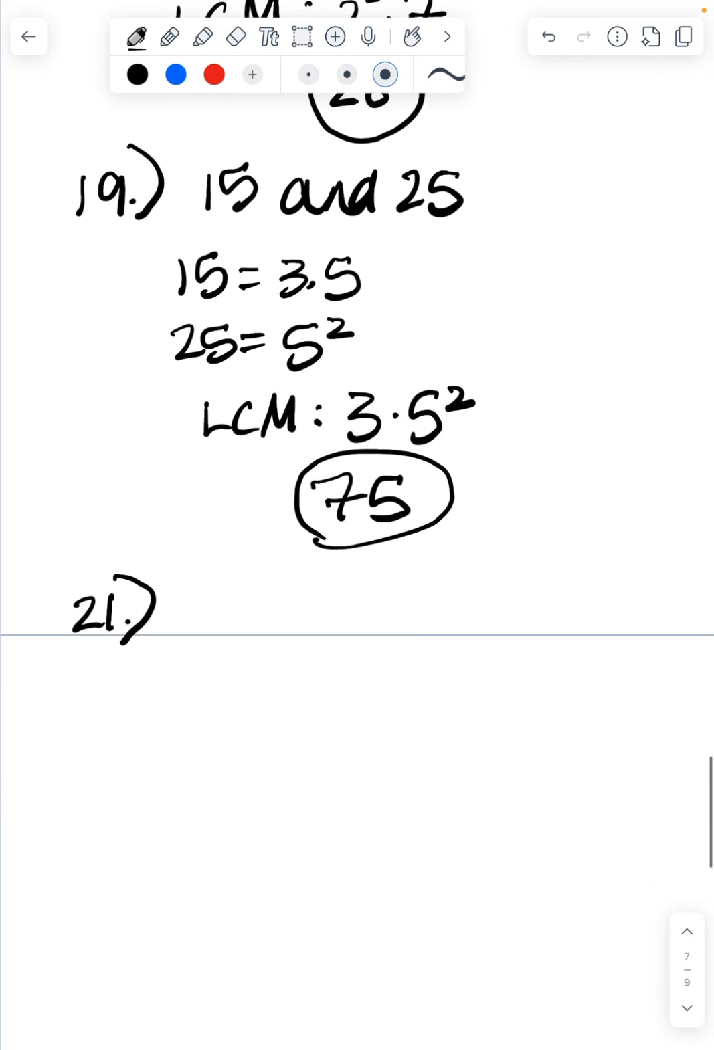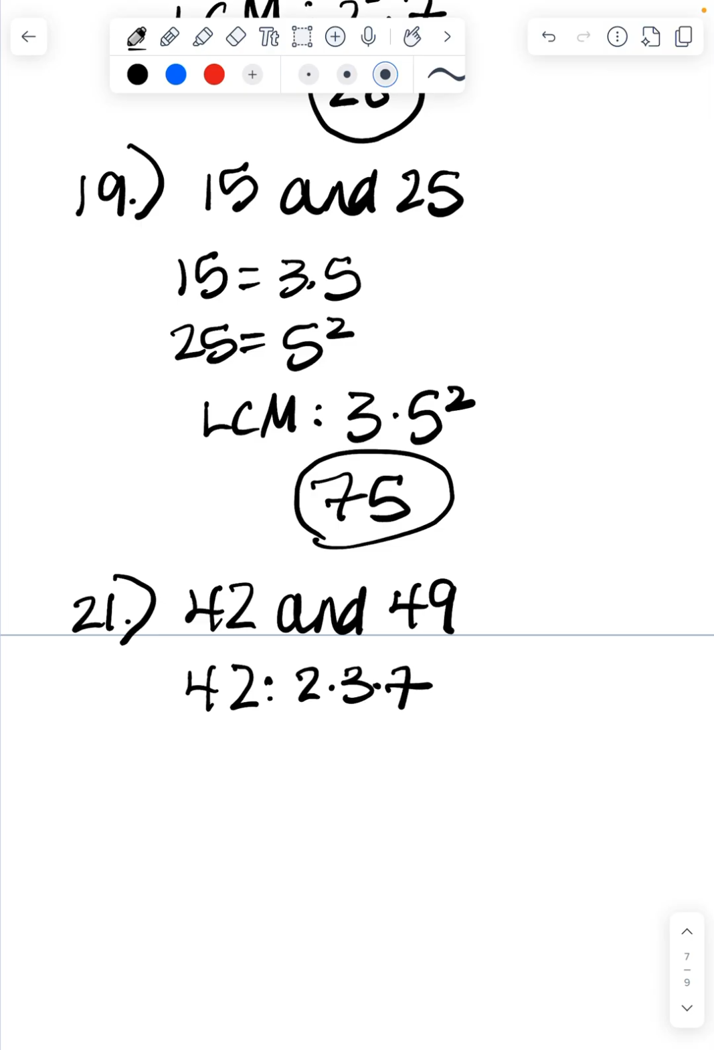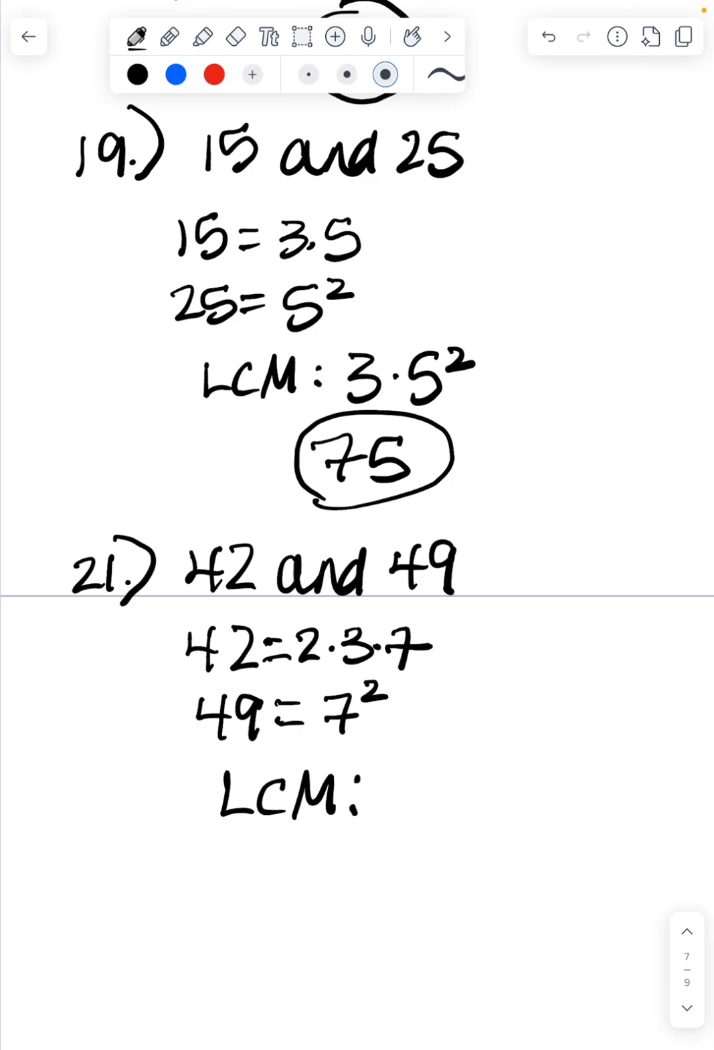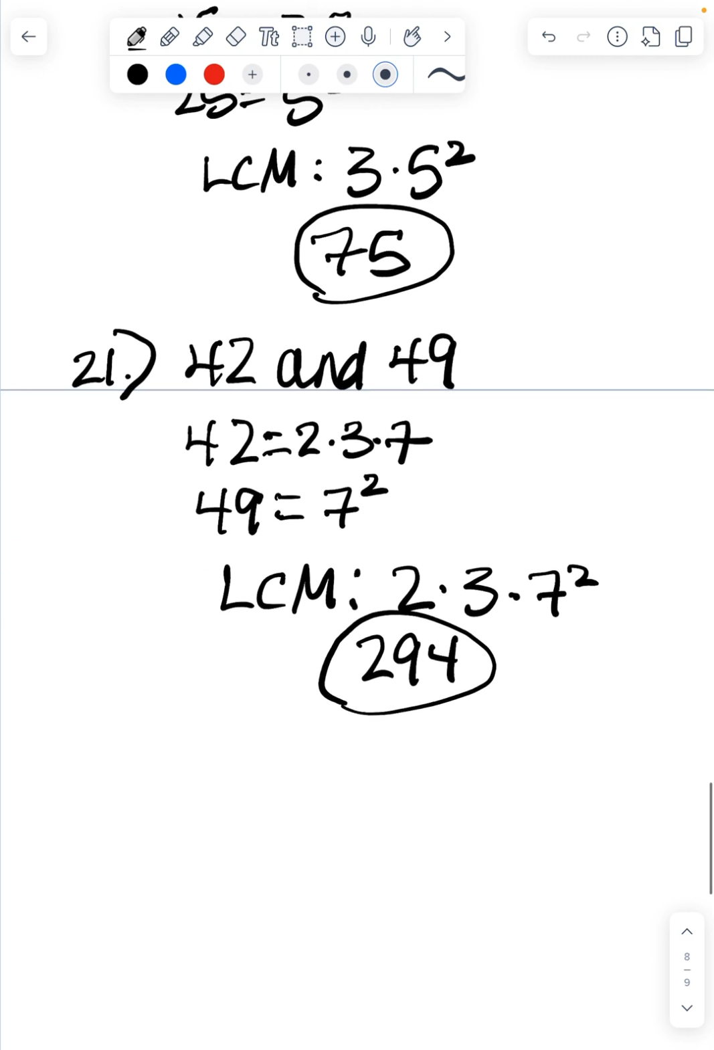Number 21, 42 and 49. All right, so 42 is going to be, let me see, 6 times 7. So 2 times 3 times 7. And then 49 is 7 squared. So the LCM is the highest amount of 2's, which is 1, highest amount of 3's, which is 1, highest amount of 7's, which is 2. That's going to leave us with 294.